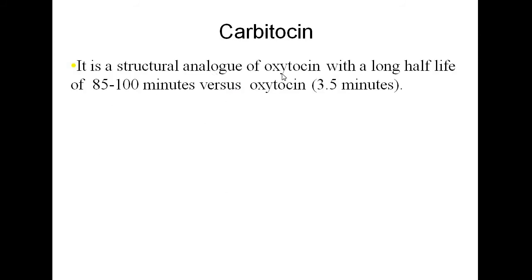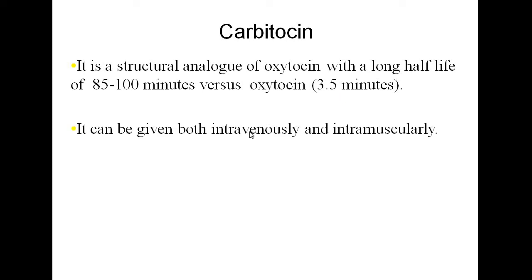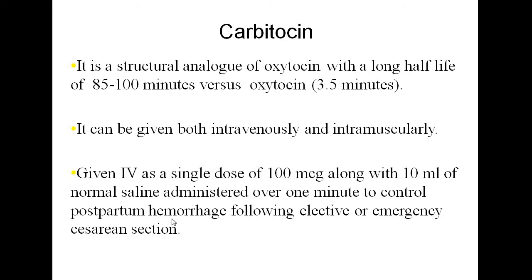Carbetocin is a structural analog of oxytocin with a long plasma half-life of 85 to 100 minutes, compared with the 3 to 10 minutes of oxytocin. It can be given both intravenous and intramuscular. Given intravenous as a single 100 microgram dose over a minute, it is used in the control of postpartum hemorrhage following elective or emergency cesarean section. Please note, carbetocin is not used for induction of labor.